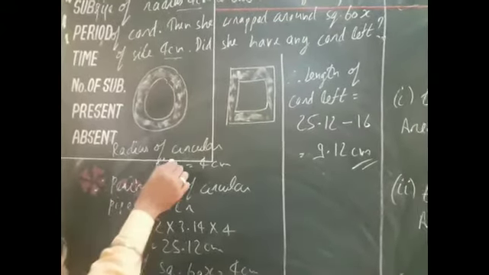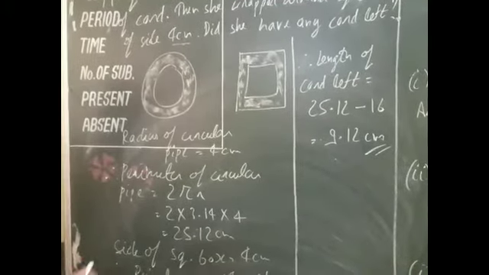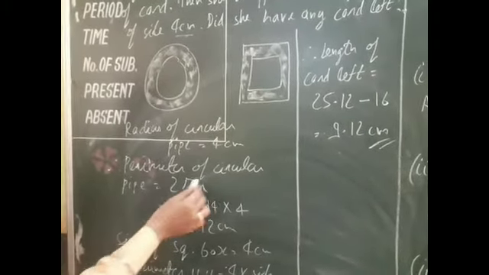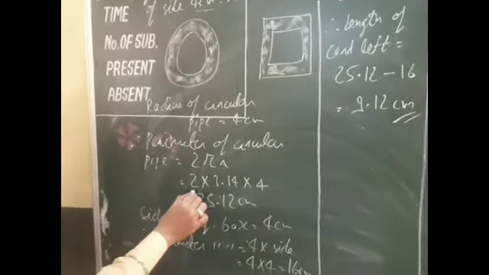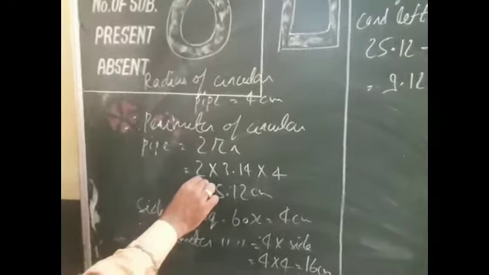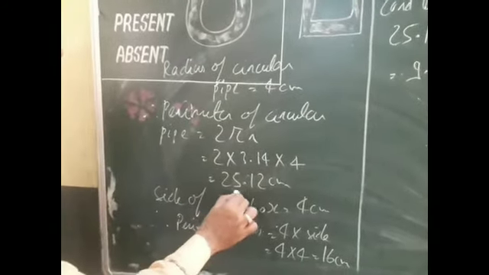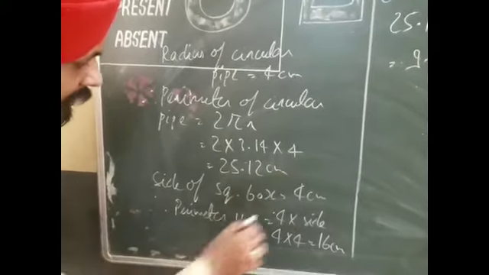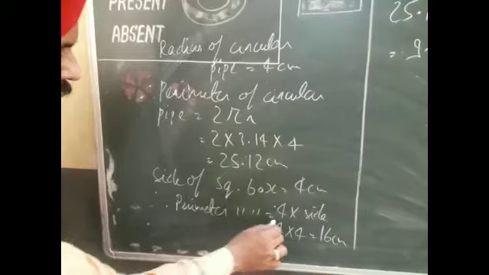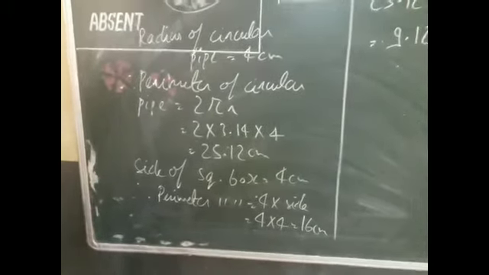You can see the radius of the circular pipe is given as 4 cm. You will find its perimeter, that means 2 pi r. Perimeter or circumference, both are the same. Pi is given in the question, you have to use 3.14. So 2 into 3.14 into 4, you will get 25.12 centimeter. Then the side of the square box is 4 centimeter. Perimeter you will find, 4 into side, 4 into 4, that is 16 centimeter.